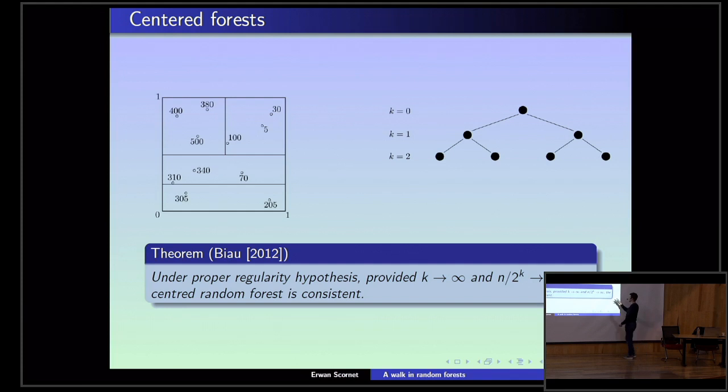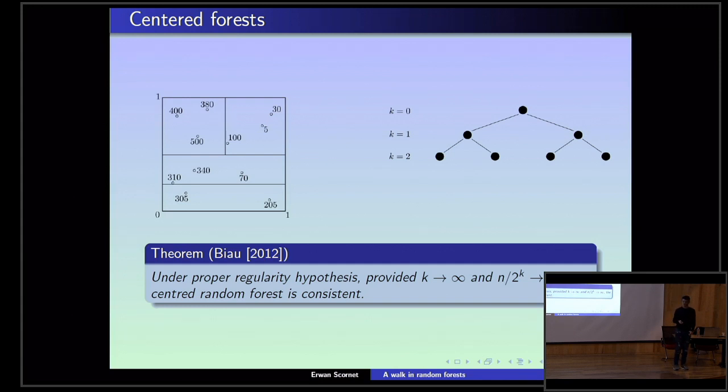Maybe this one is a little bit more complicated. Here n is the total number of observations. 2 power k, because you have a full binary tree of level k, is the number of cells, the number of terminal nodes, you have at the end of the tree. So n over 2 power k is the average number of points in each cell. So what you are asking here is that the average number of points in each cell tends to infinity, which is roughly the assumption before, which says that in each cell you must have a number of observations which tends to infinity. So basically this theorem is the equivalent theorem, but for random forest.